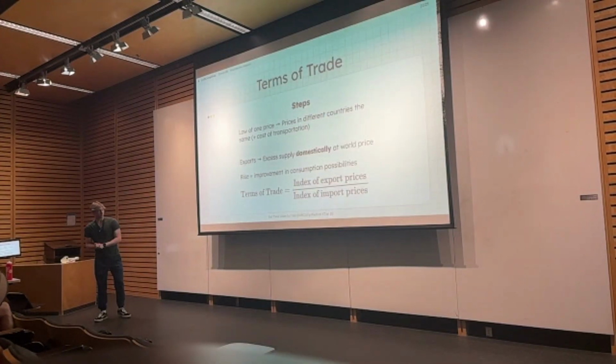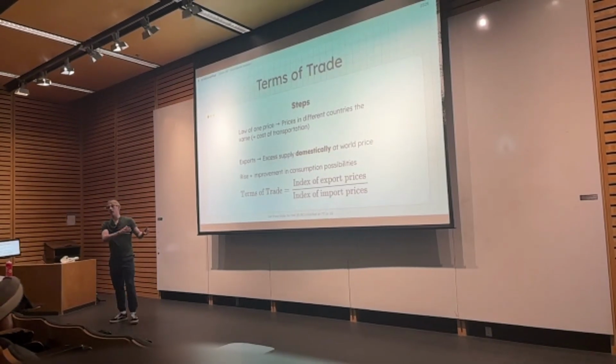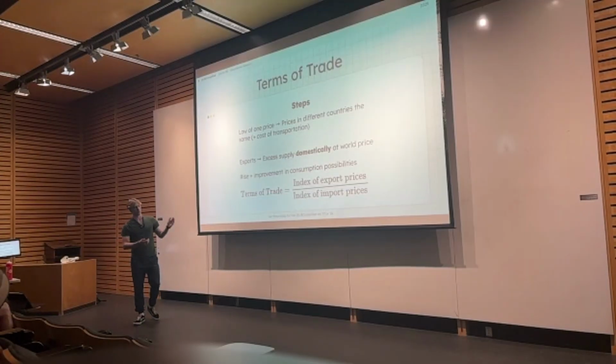And the terms of trade is basically an index of all of your export prices divided by an index of all of your import prices, and the higher that number is, the more you can consume, because you're getting more money in from other people. So a rise in the terms of trade, a rise in this index of exports divided by the index of imports, means that you have more consumption possibilities. It's better for your economy.